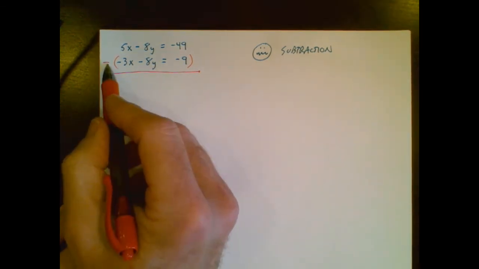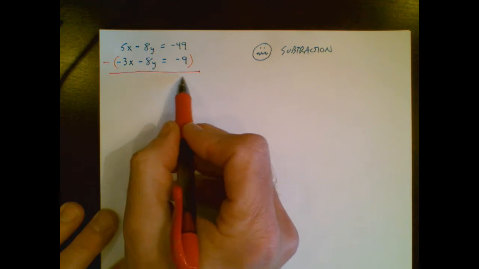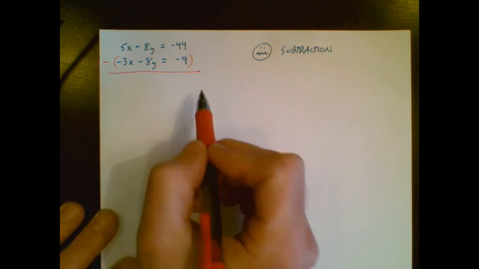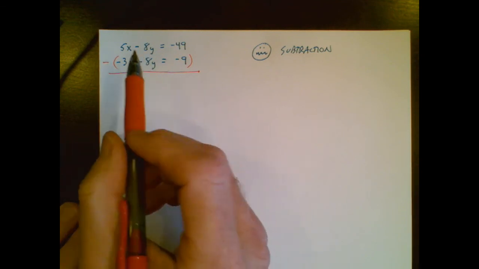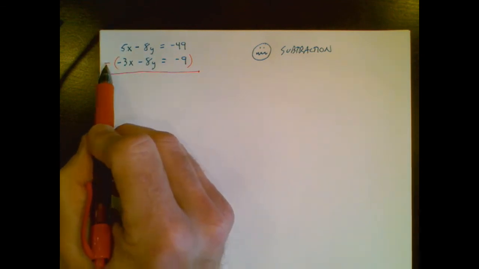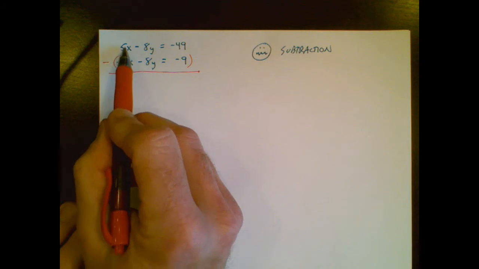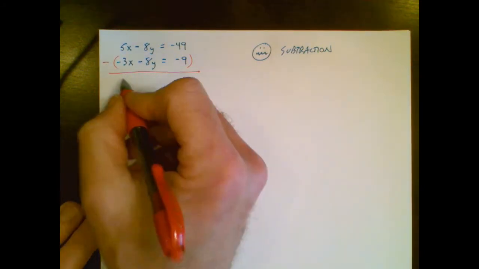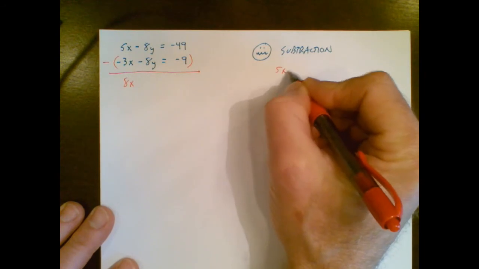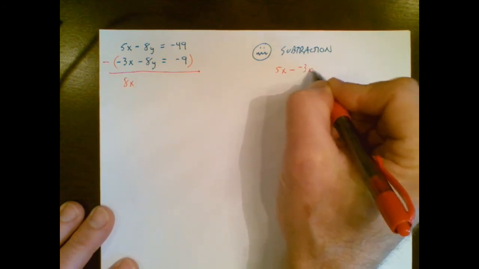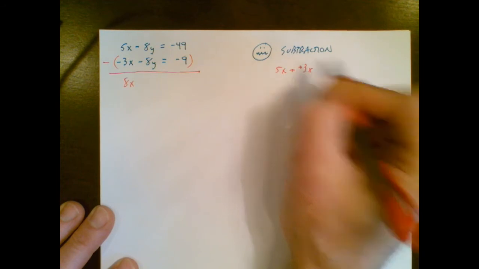If you choose the wrong one, remember, you can figure it out because when you get to this step, if one of the variables didn't go away, you done did screw up. 5x minus a minus 3x is like 5x plus 3x. So that's 8x. Remember what's happening there is 5x minus a minus 3x, minus a minus is like plus a plus.